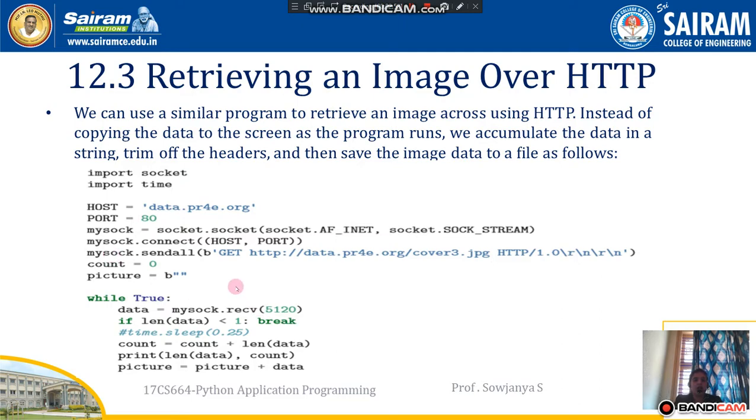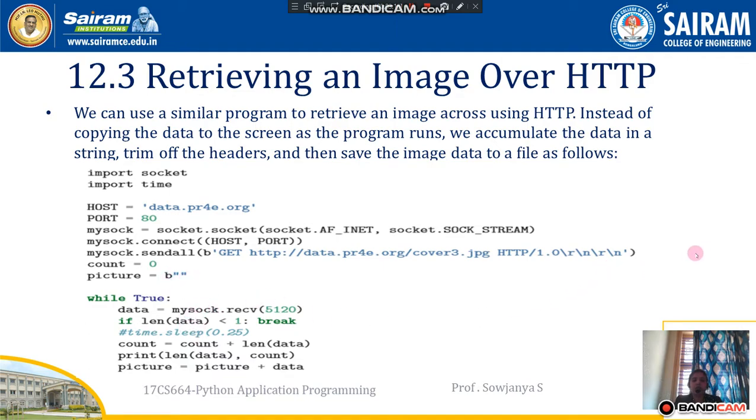In a similar way, we will be sending some information. The b means this is encoded. In the previous example we used encode at the end of this line. It is going to encode this particular web page request, ending with the blank line. Initialize count to 0 and picture equals b, empty bytes.